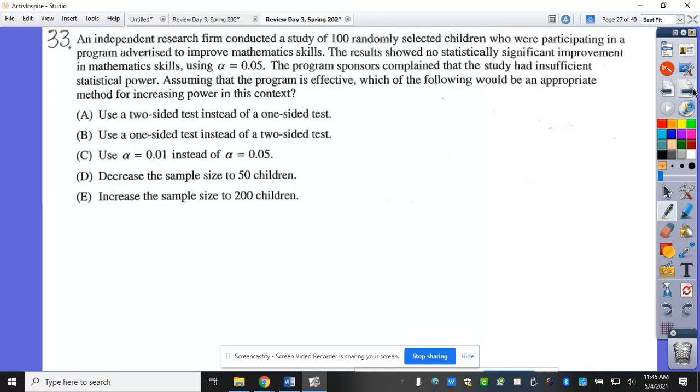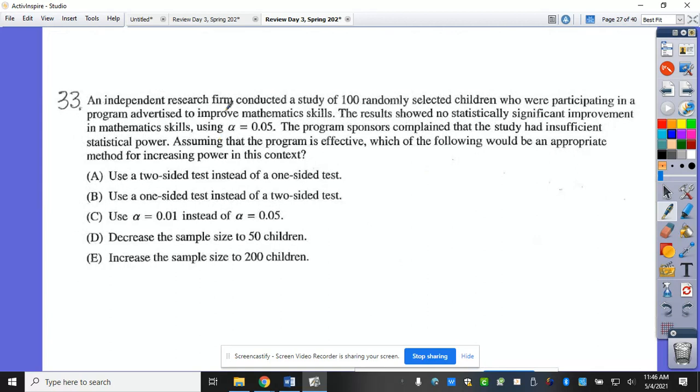All right, number 33. An independent research firm conducted a study of 100 randomly selected children who are participating in a program advertised to improve mathematical skills. Looking ahead at my answer choices here, if I want to test if it improved, is that one-sided or two-sided? What would my alternative be if I did this? Greater than. So that's one-sided, or one-tailed.